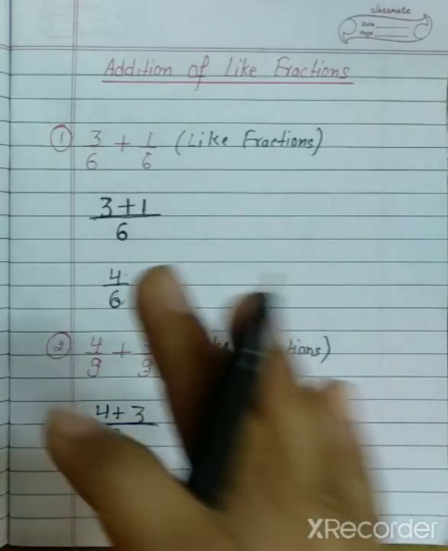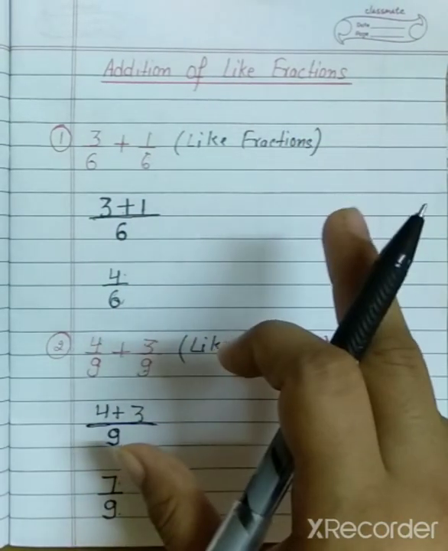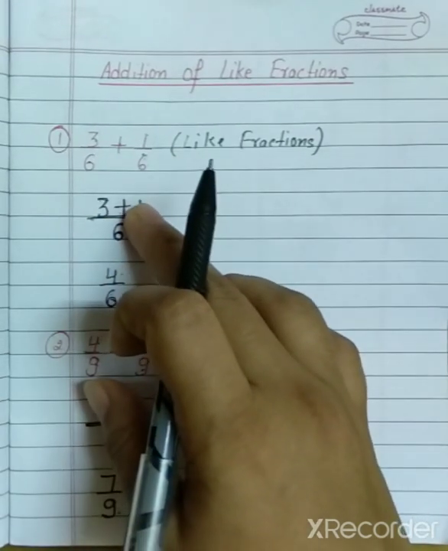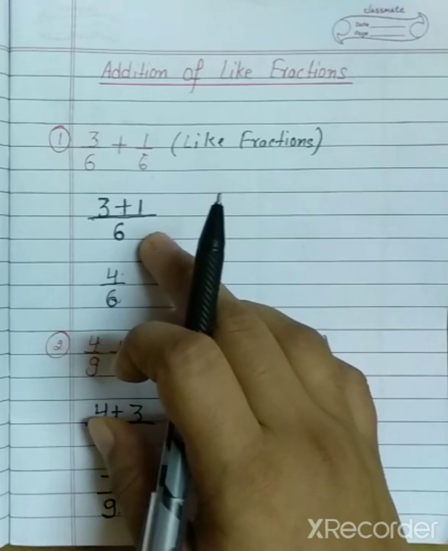In this way we can add the like fractions. To add like fractions, just add the numerators and retain the denominator as it is.